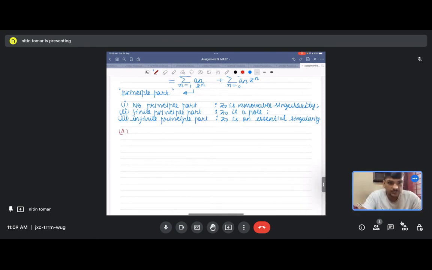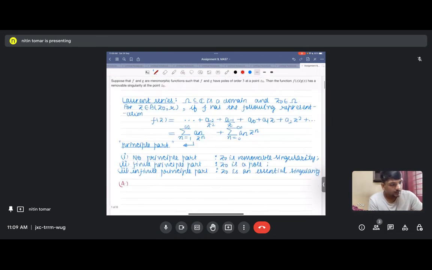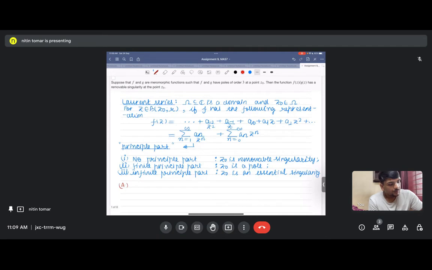Sir, in the principal part, why do we take n from 1? Why can't we take 0? Because 0 is covered here, no? If you take n equal to 0 here, what will it be? a naught by z to the 0, which will be a naught. Okay, so that is covered there.